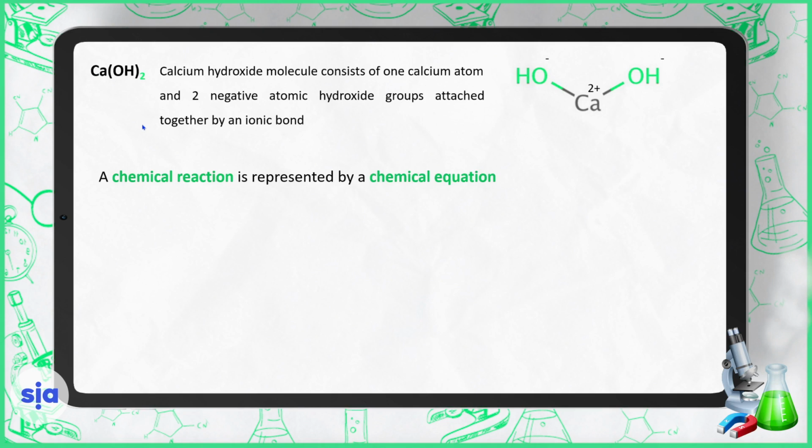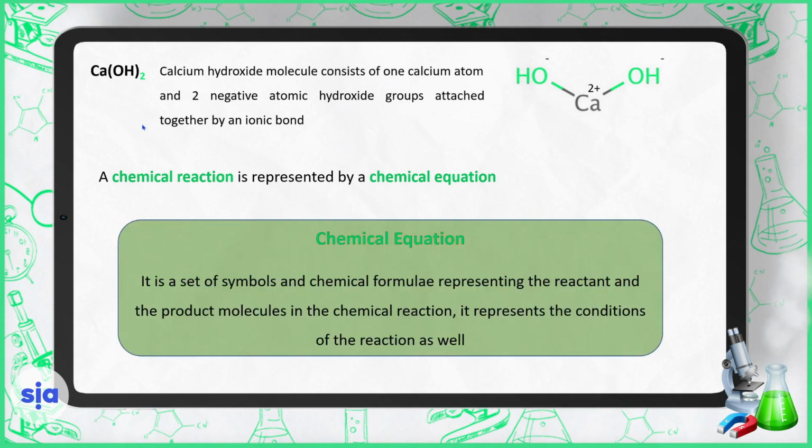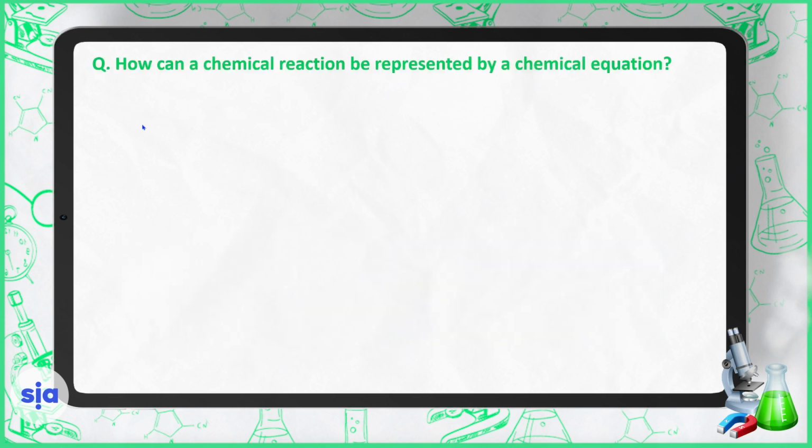Now remember that a chemical reaction is represented by a chemical equation. What's a chemical equation? It's a set of symbols and chemical formulas representing the reactant and the product molecules in a chemical reaction, and it represents the conditions of the reaction as well. My question for you is, how can a chemical reaction be represented by a chemical equation?